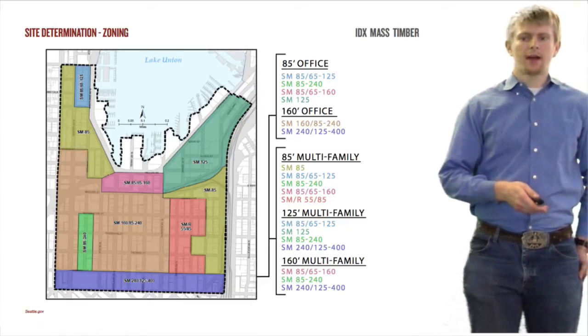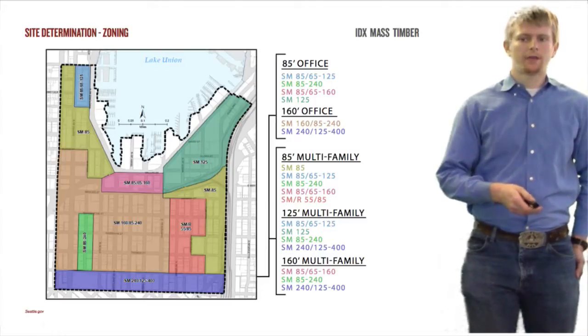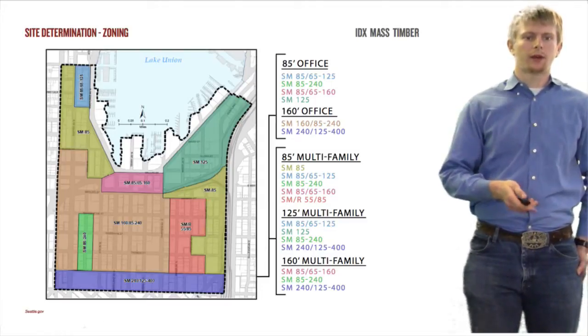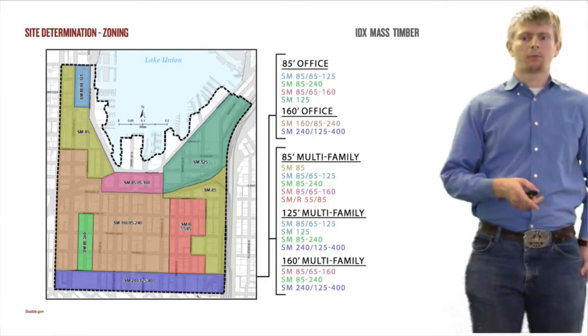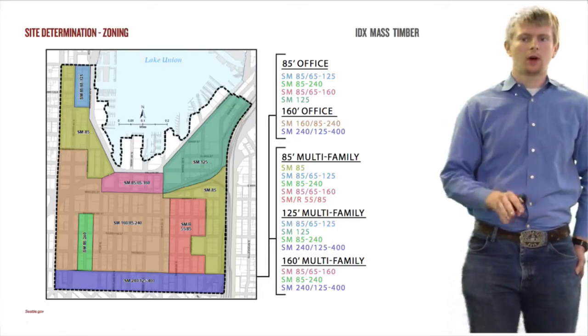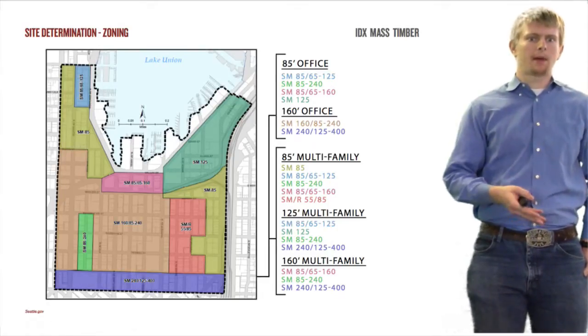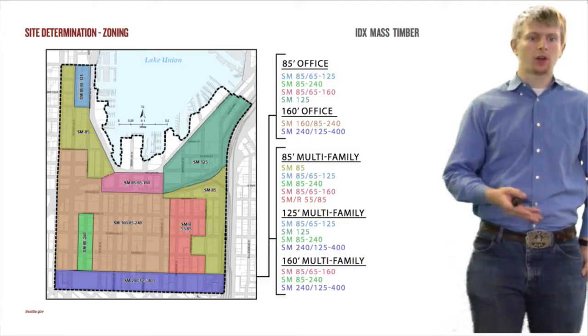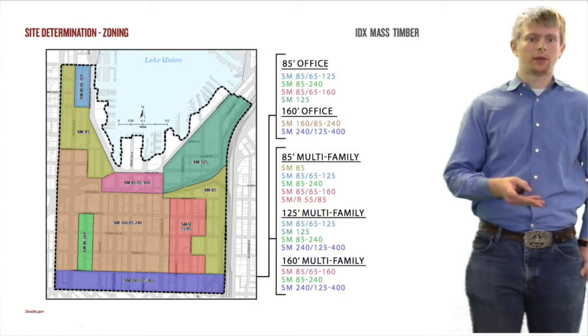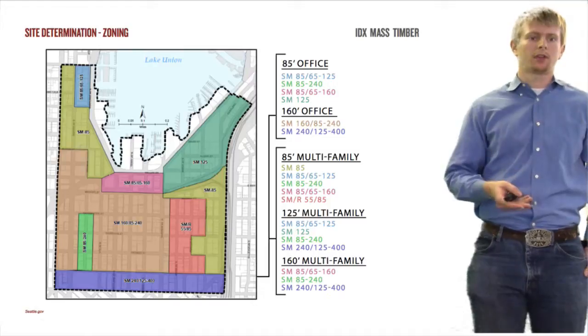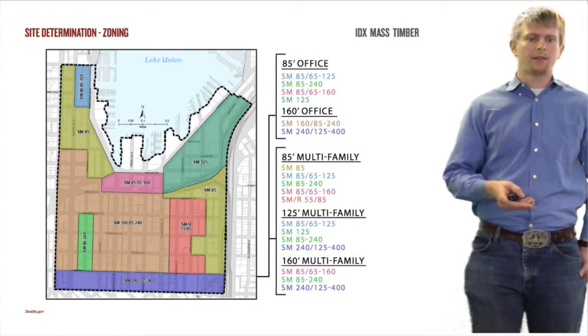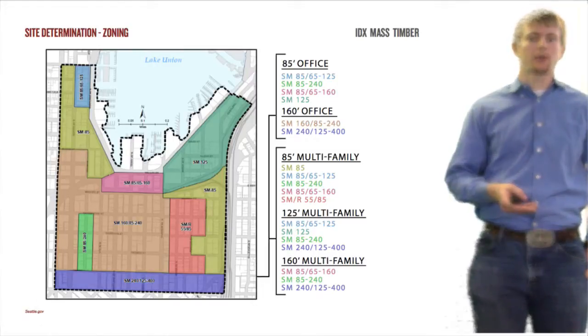This is the SM 85/160-240 area. This spot we chose because we wanted to make our building heights as tall as we could for this zone so that we could make them more competitive. The one exception to this is the 85-foot multifamily building.